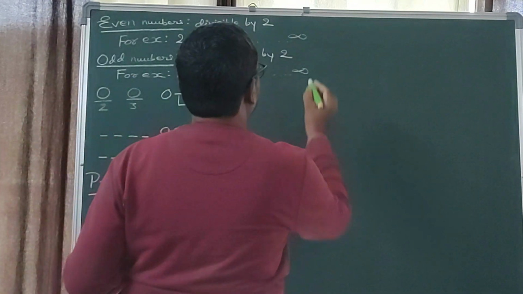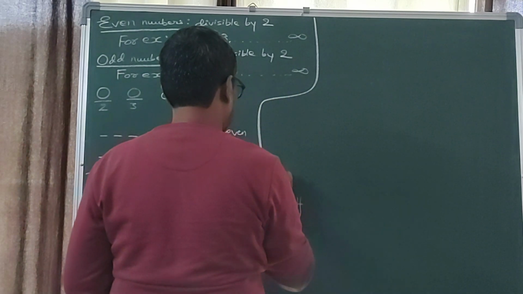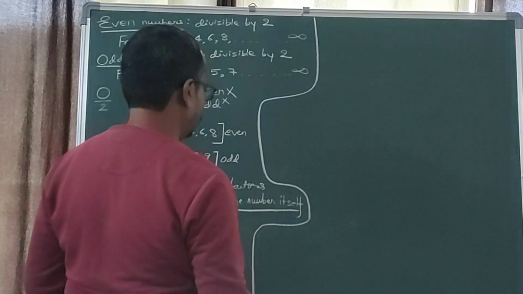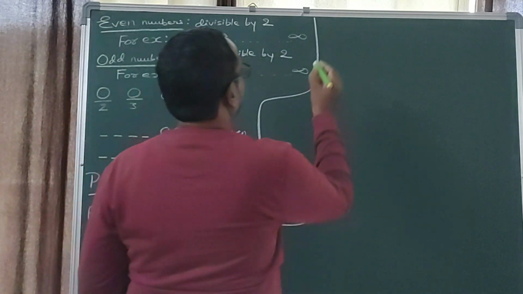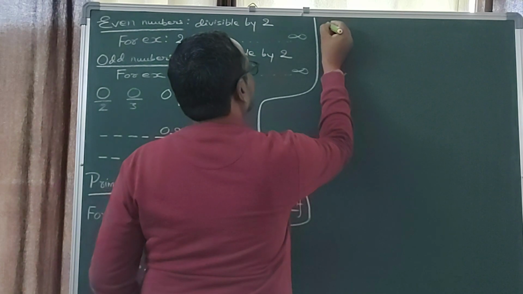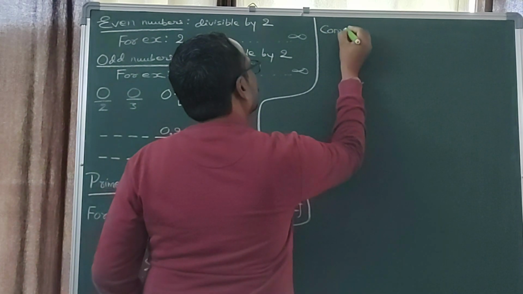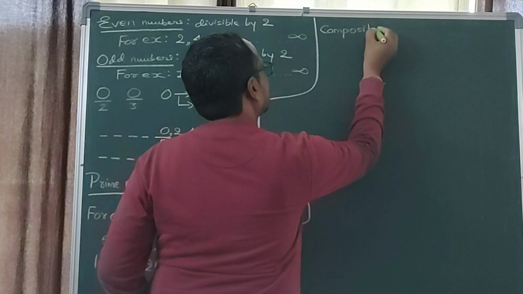So now I will talk about... so prime numbers were done, right? We will talk about composite numbers. What are composite numbers?